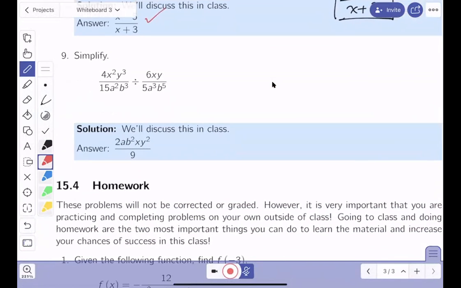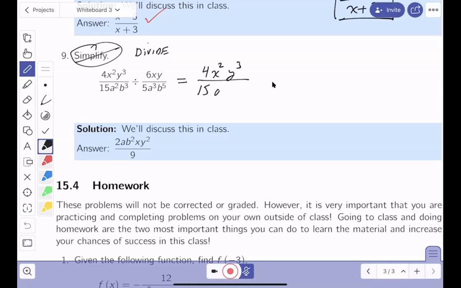All right, let's go to number 9. And again, there'll be problems for you to try on your own. I'm going to write this down, not as a division problem, but again, a lot of teachers might say divide. I still want to rely upon what I know about factoring. Well, the first guy here is already factored. I know the factor is 4, x squared, y cubed. And that bottom is 15, a squared, b cubed.